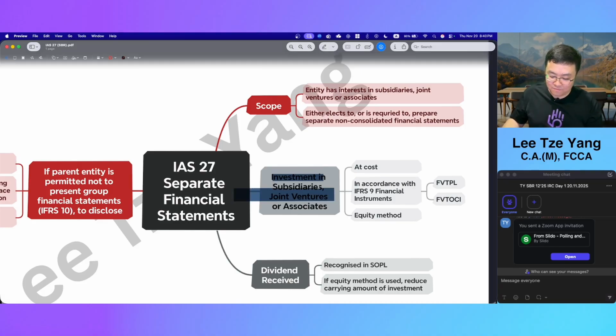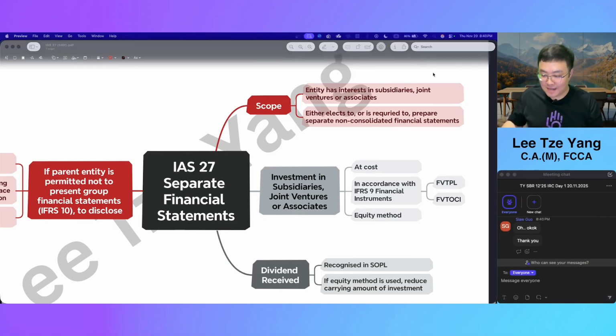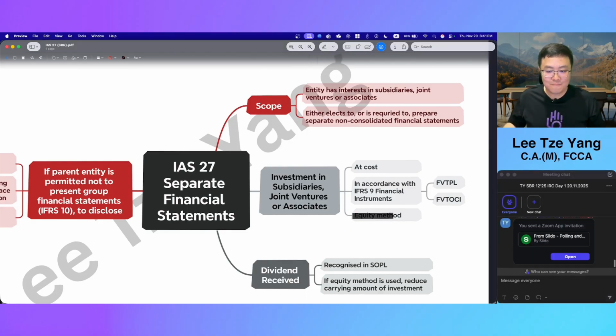So if we have an investment in a subsidiary in which we use cost, or we use IFRS 9, then it is called unconsolidated. That one is investing. But if you tell me my subsidiary, I use the equity method, then confirm investing already. The moment you use this, you confirm investing already. That's the idea about this part.